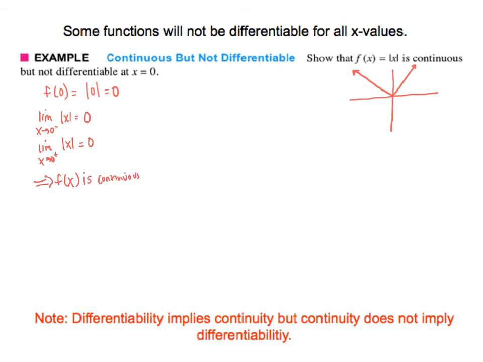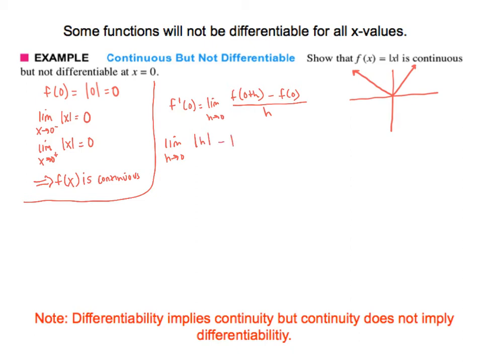Okay. But if we want to look at the differentiability component, f prime of 0 equals the limit as h goes to 0 of f of a plus h, which is f of 0 plus h, minus f of a, or f of 0, all over h. So we have the limit as h goes to 0 of absolute value of h minus absolute value of 0 all over h. So we're saying the limit as h goes to 0 of absolute value of h over h.